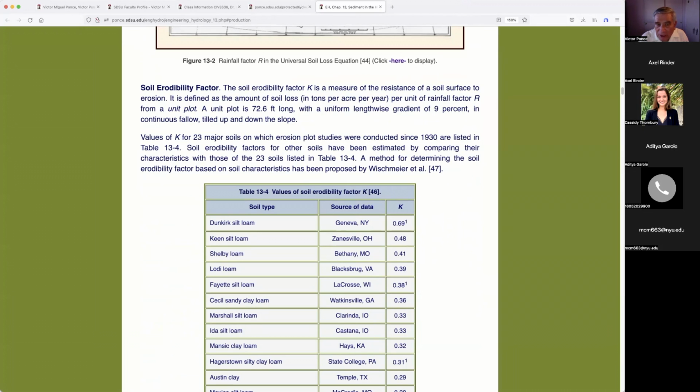So look at this. A unit plot is 72 feet with a uniform lengthwise gradient of 9%. So they took plots in the laboratory. They did this in the laboratory, by the way, in the ARS laboratory. I don't know exactly where. Somewhere out there in the Midwest. Okay? So you can see that these are short plots. 72 feet, that's nothing.